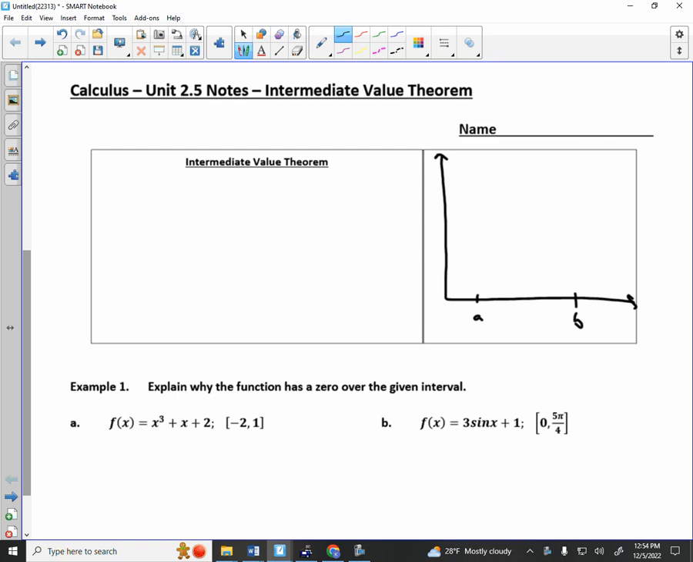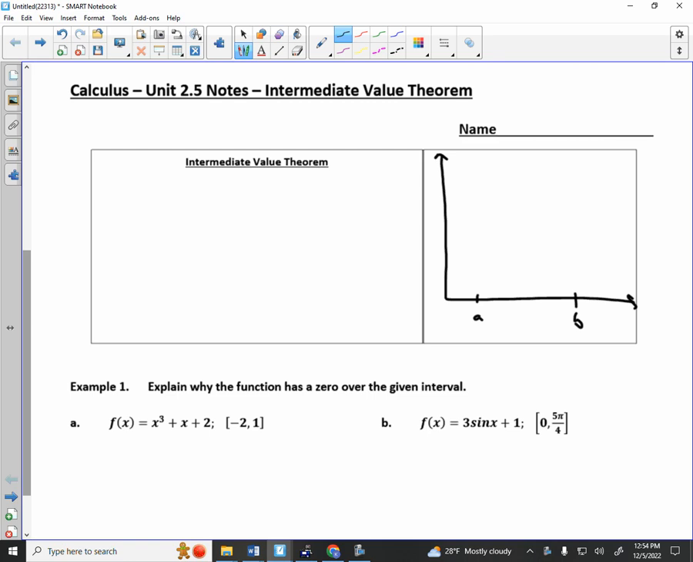Okay, so today we're going to talk about the intermediate value theorem. It's something that's pretty intuitive. I don't think you'll have a tough time with it.